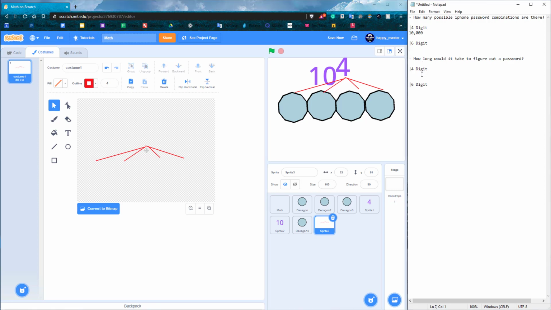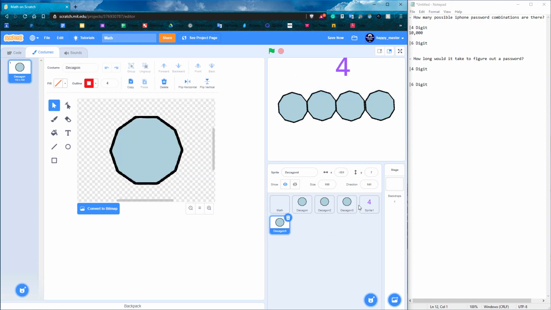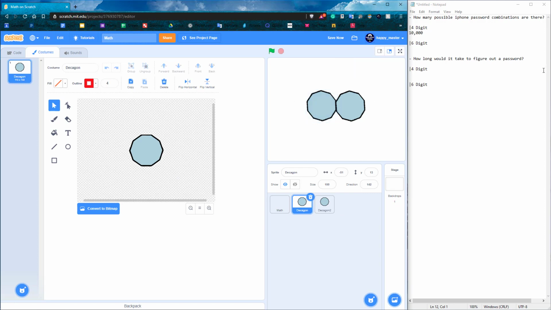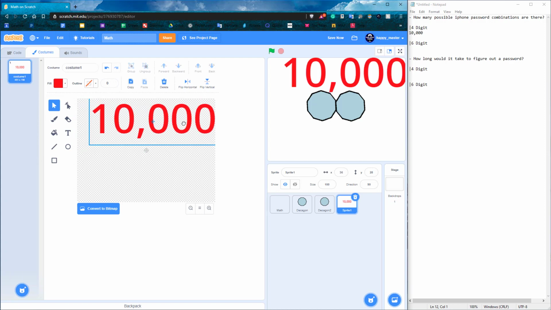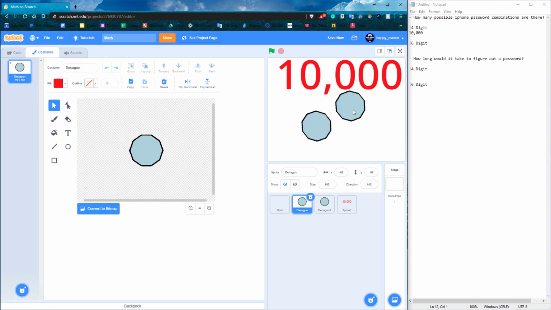Now let's move on to how to figure out how long it would take. So this one's going to be a little bit harder. It might require a little bit of code. But now if you think about it, let me delete some of these things because I like to be clean. Start with our main 2. So how long would it take? So we have 10,000 different combinations.